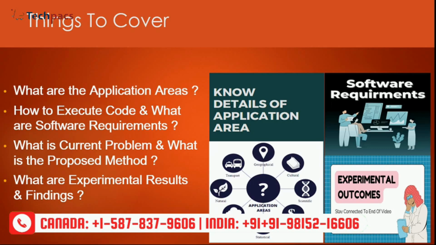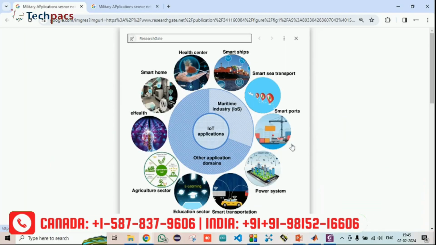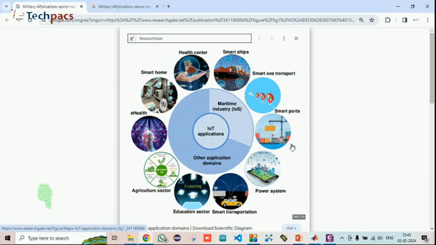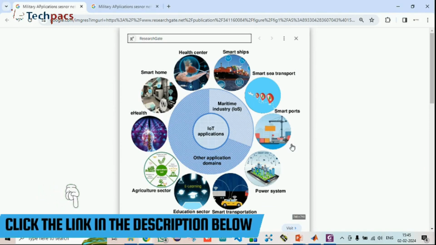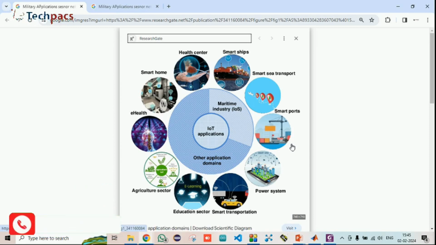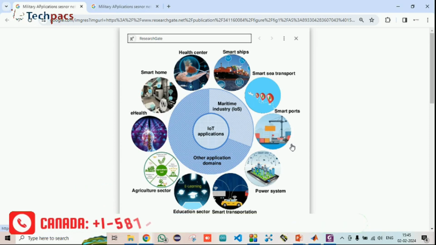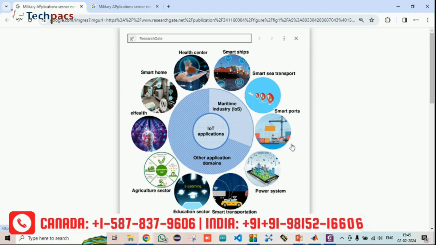So let's talk about the application areas. Sensor networks are currently very popular in the domain of the Internet of Things. Initially it was known as wireless sensor networks. The Internet of Things is the domain under which the sensors communicate using wireless sensor network technology and send the data to a remote location via the internet. So it is a collaboration of the internet as well as wireless sensor networks.